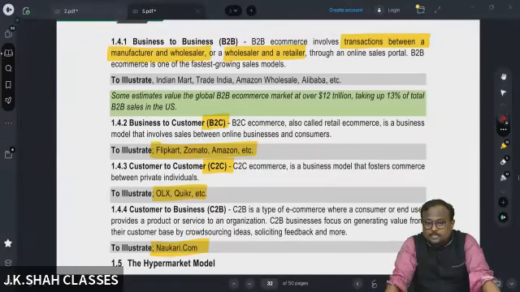Naukri.com allows potential candidates to get their jobs. So it can't be called... No, no, no. You go to Naukri.com. You are in need of something. So you are a customer. That's how they are portraying it.